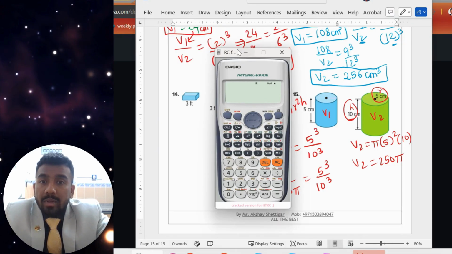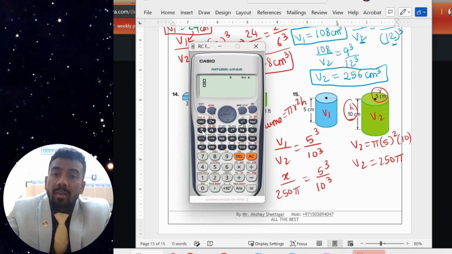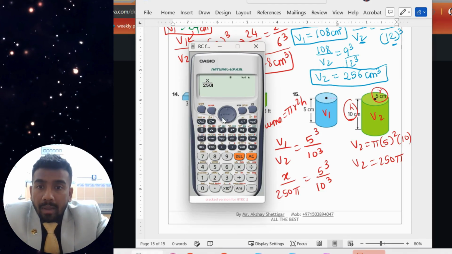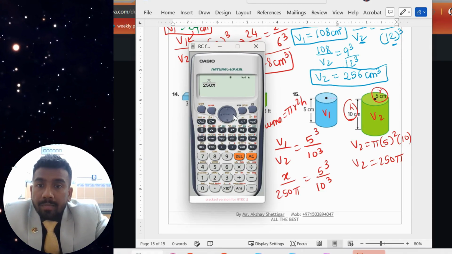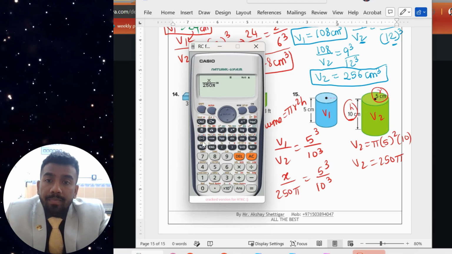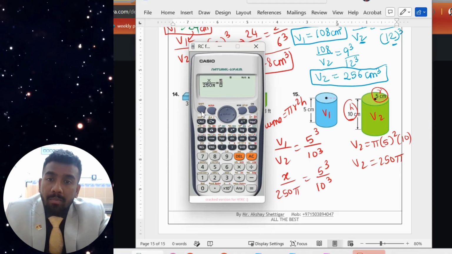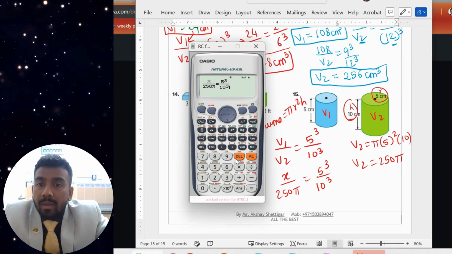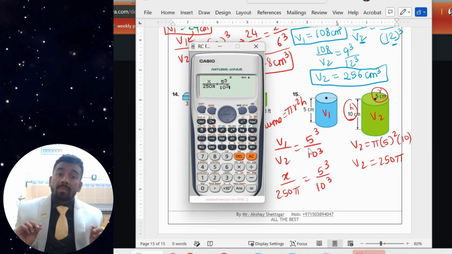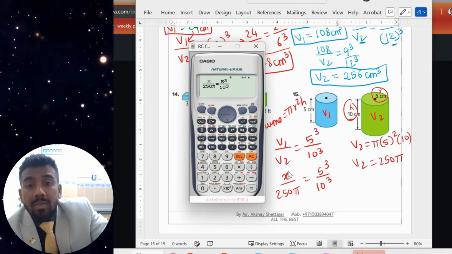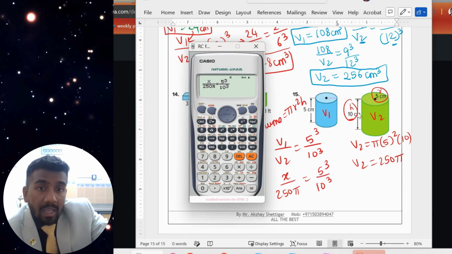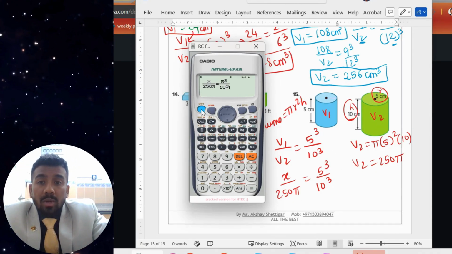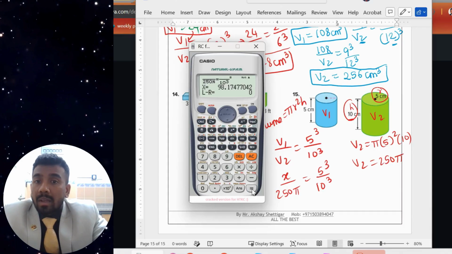Okay, so it's not that. So let's do it again. So we have x over 250 pi equals 5 power 3 over 10 power 3. Okay, so always make sure you put the numbers properly. If you take V1 up, its side should come up, 5. If you take V2 down, its side should come down. Many of the students make this mistake of jumbling up in a hurry, but I want you guys not to do it.